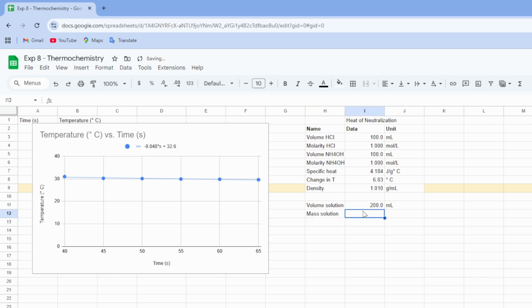Then the mass of the solution is density times volume, which is 202. Milliliters cancels out, we are left with grams as our unit, and both the density and volume have 4 sig figs, so our mass also has 4 sig figs. Now we can calculate the heat of our solution.